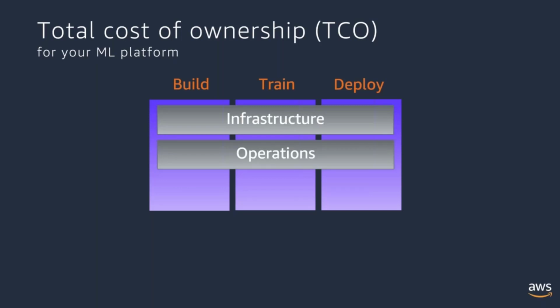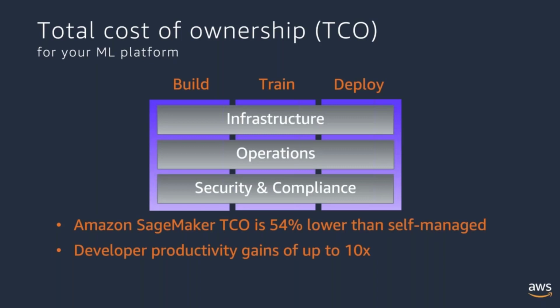For example, how long does it take to operate that environment? How are you making sure that you have good utilization? And what about things like security and compliance? How long does it take the IT teams to put together the correct security and compliance guardrails that you might need? Having a managed platform like Amazon SageMaker can dramatically reduce the amount of time that it takes in order to set that up, thereby reducing your total cost of ownership. In fact, with Amazon SageMaker, the TCO is about 54% lower than if you were to build all of this from scratch using a self-managed approach.